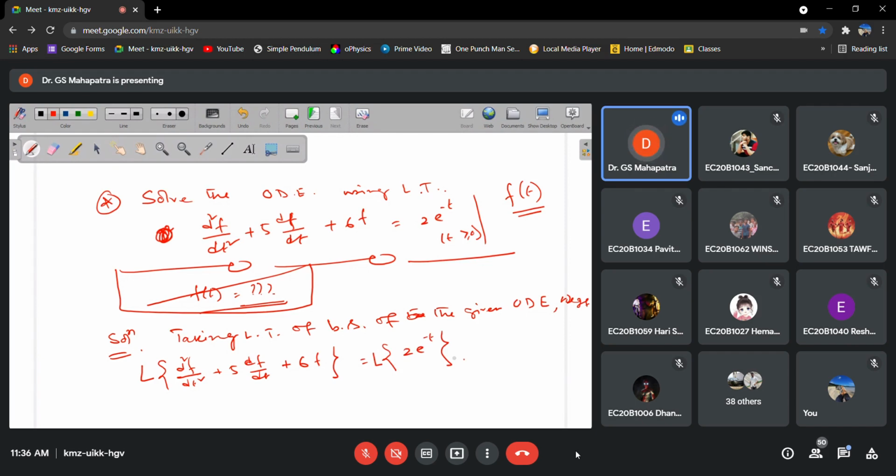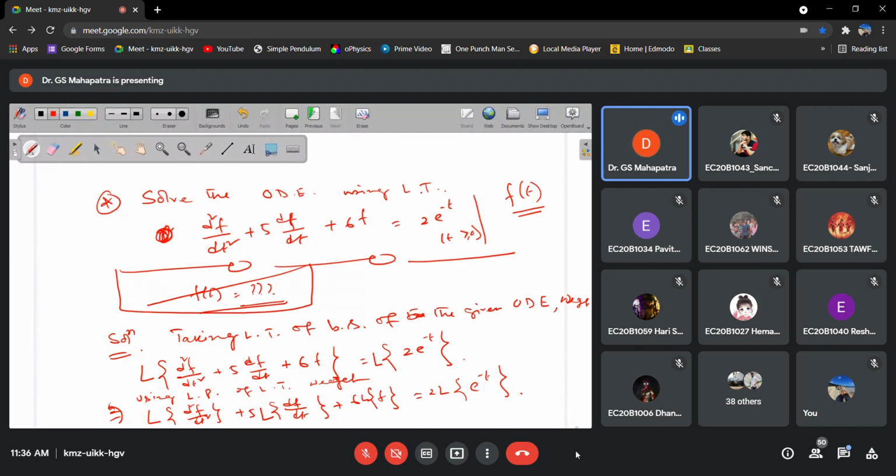We know that the Laplace transform holds the linearity property. So on the left hand side, using the linearity property of the Laplace transform, we get separately L of d2f by dt2 plus 5 L of df by dt plus 6 L of f equals the Laplace transform of e to the power minus t. I need input from you people only.